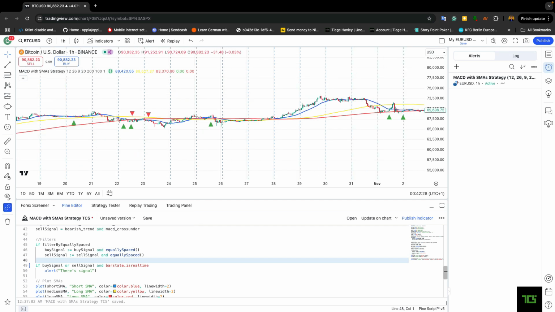So I'm going to be releasing the script on TradingView. I'm going to link it in the comment section.